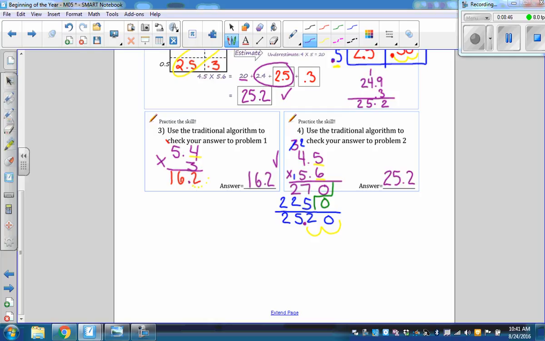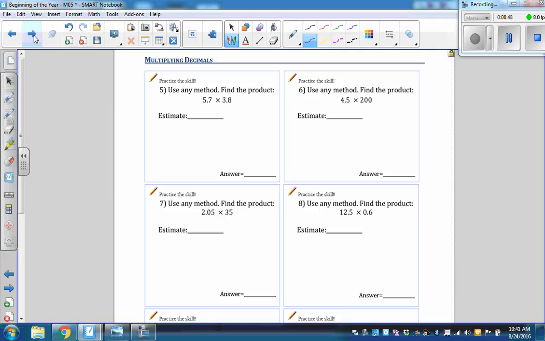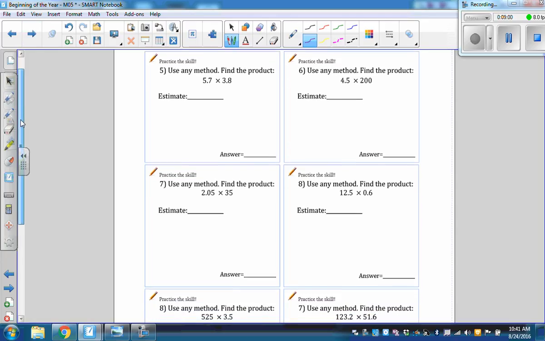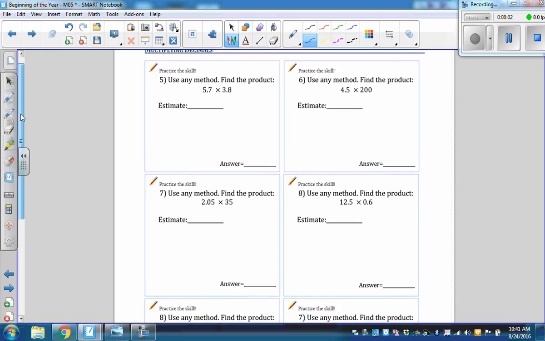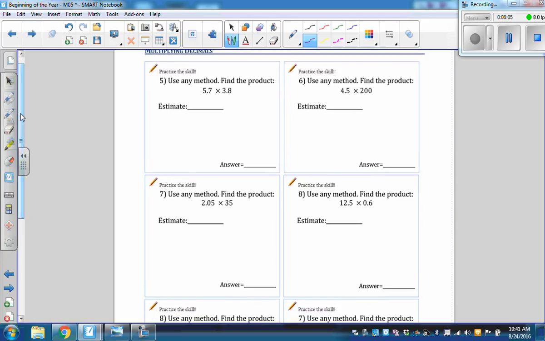On the following page, when you read the directions, you can use any method. I'm going to model both methods and leave the rest of the worksheet to another day in class. So for the first problem here, I'm going to use the traditional method. I'm going to stack my numbers.